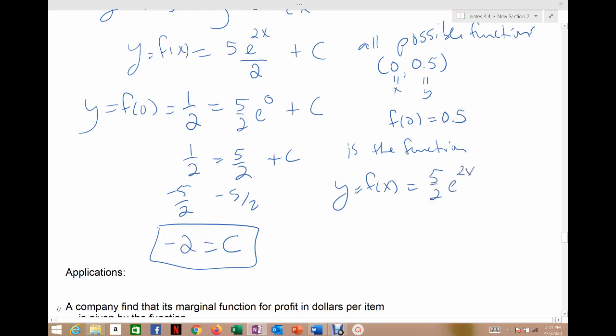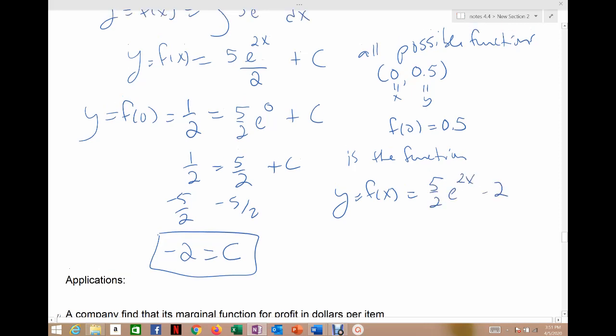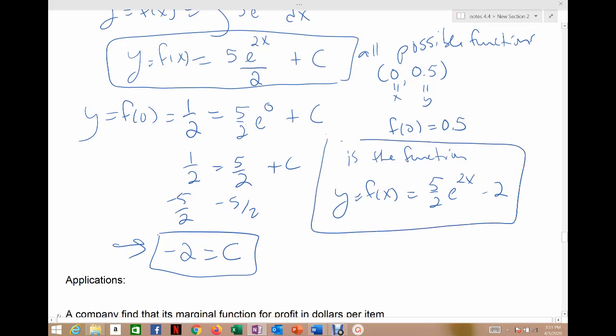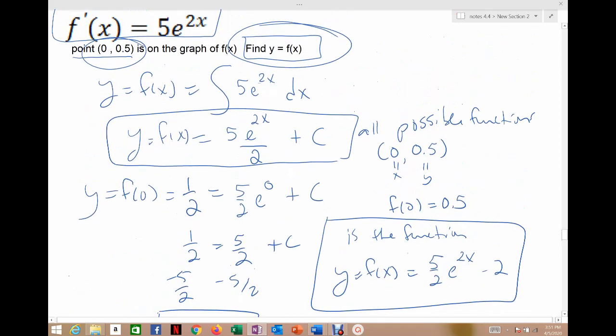5/2 e raised to the 2x minus 2, right? This was all possible ones here. Then I found the one I was looking for was with a constant negative 2. And so this is the function that solves my problem. That's a unique function. You could check it out: if you took the derivative of that, it should be 5e to the 2x.